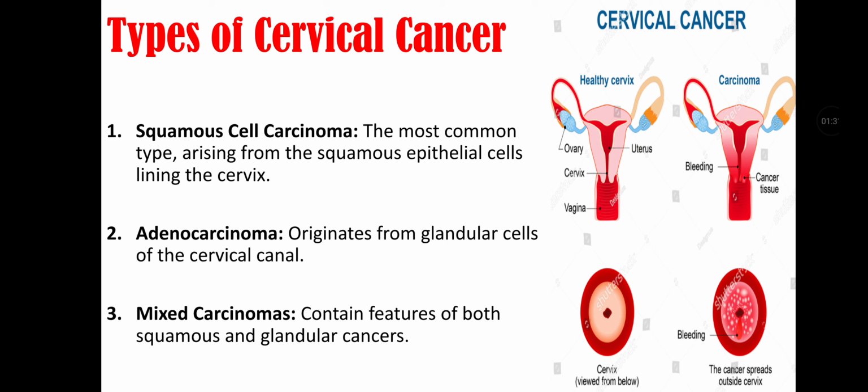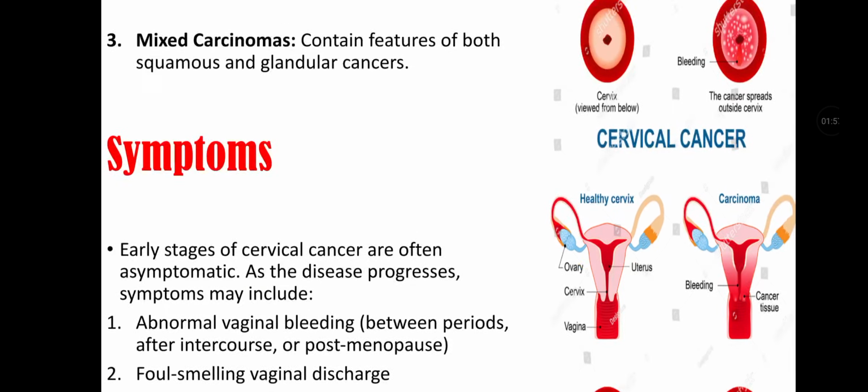Types of cervical cancer. It is divided into three types. First is squamous cell carcinoma, second type is adenocarcinoma, and third type is mixed carcinoma. First type is squamous cell carcinoma, that is the most common type that arises from squamous epithelial cells that line the cervix. Second type is adenocarcinoma that originates from glandular cells of the cervical canal. And third type is mixed carcinoma that contains features of both squamous and glandular cancers.